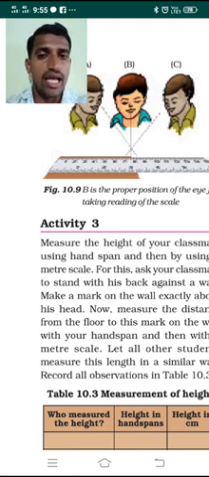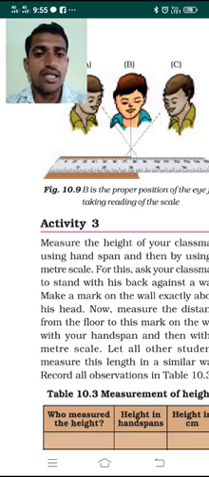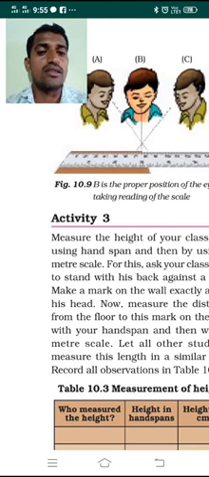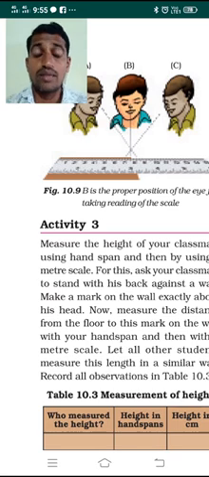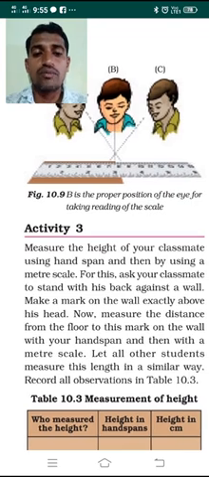Whereas this person A is looking from the side, so it shows more length; it will show 3.9 or 4.0 centimeter. Look at person C, who is looking from the other side direction. It will show a little reduced, meaning 3.2 or 3.3. So that's why B is the proper position of the eye for taking the reading of the scale.